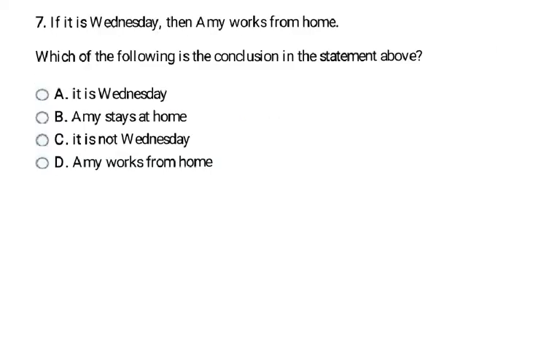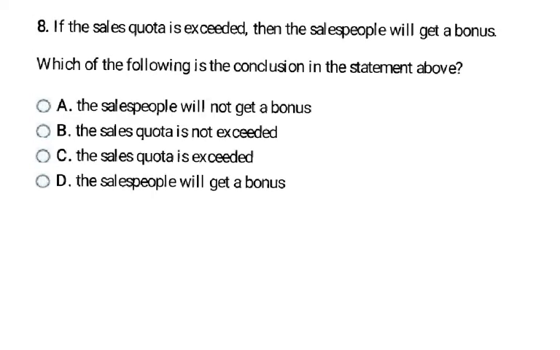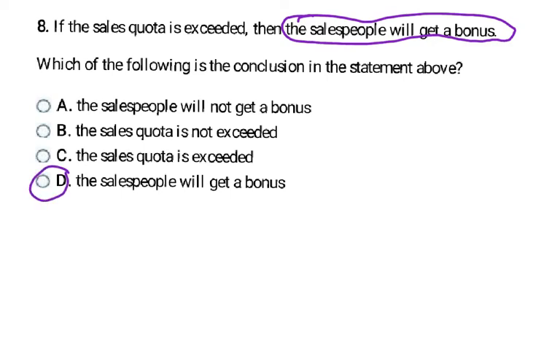So in this example, the conditional statement is, if it is Wednesday, then Amy works from home. Which of the following is the conclusion in the statement above? So everything after the word then is my conclusion. So Amy works from home. So my answer is going to be D. This example says if the sales quota is exceeded, then the salespeople will get a bonus. Which of the following is the conclusion in the statement above? So conclusion means I'm looking for all the words after the word then, which is the salespeople will get a bonus. So that means my answer here is D.